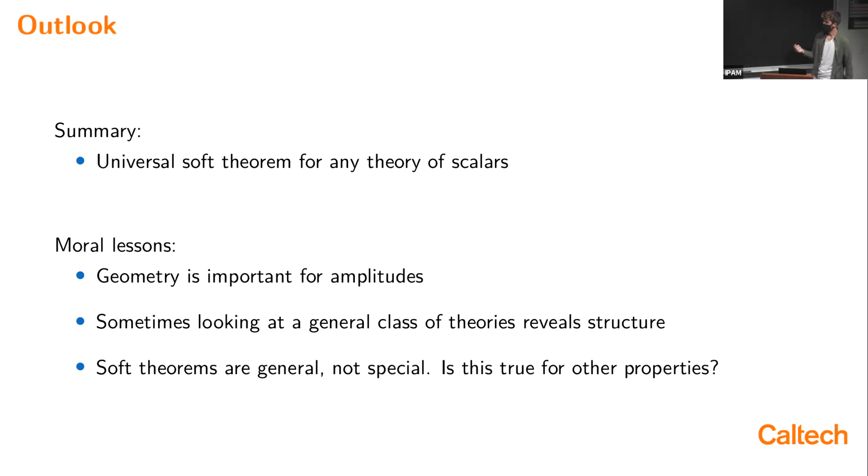And what's kind of more surprising is that instead of focusing in on one specific theory, which has very special properties, we're zooming out to the general set of all theories. And this zooming out, instead of making it more complicated, makes it easier because it reveals the structure of this geometry. And in particular, it's saying that soft theorems are not special, but general. They're general features of every scalar theory. So one might wonder whether this is a coincidence or a lesson that could be true for other properties as well. So maybe it's useful to zoom out and look for generalizations of other properties that we're studying. So with that, I will just thank you for your attention.